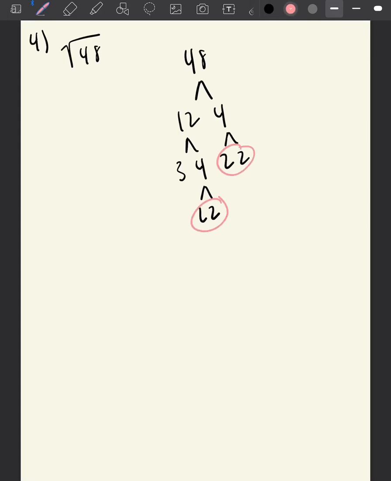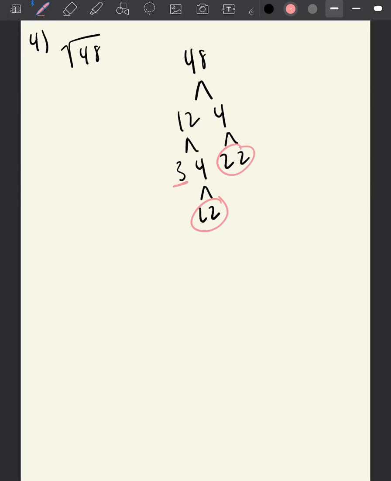And now we can try it again with 48. So again, we will make the factor tree, and 48 is 12 times 4, and 12 is 3 times 4, which is 2 times 2, 4, 2 times 2. So now we have 2 pairs of 2 and a leftover 3.